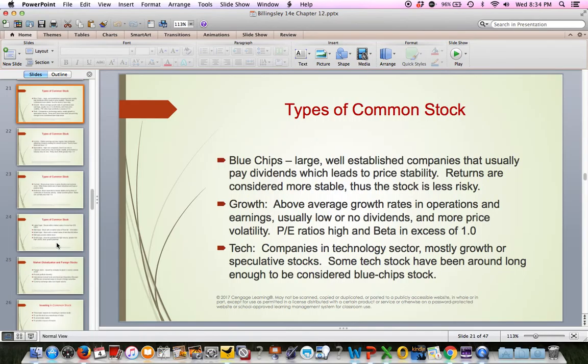So types of common stock, there's all kinds. Blue chips are considered to be the very large, well-established companies that pay dividends, have very stable earnings, and do very, very well. Typically not very risky. A growth stock is a stock that is kind of growing more than normal in terms of operations and earnings. Growth stocks typically don't pay dividends or just a very low amount of dividends. They typically have a high PE ratio, and usually the beta is above 1.